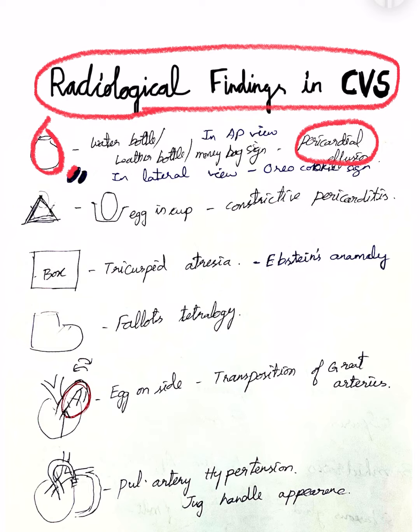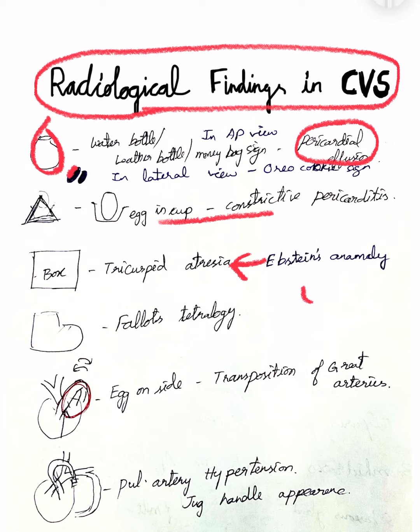And in case of constrictive pericarditis, because of constriction of the heart, it appears as if the heart is placed in a cup, or it is also called the egg and cup, which is seen in case of constrictive pericarditis. And in case of Epstein anomaly, or tricuspid atresia, the heart appears box shaped.